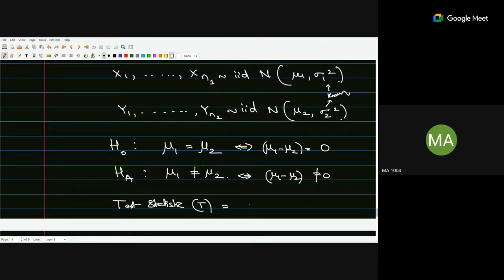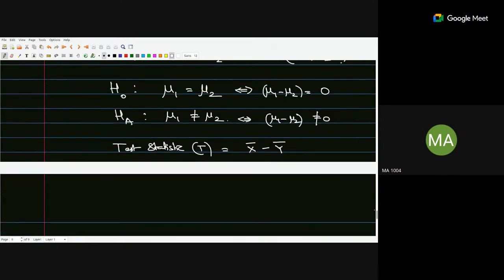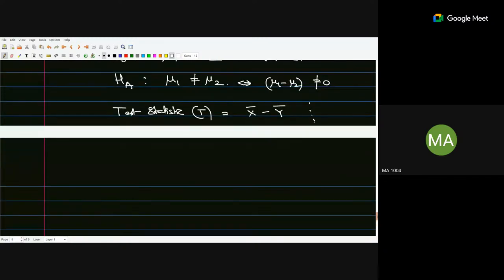So the best test statistic I can take is x bar minus y bar, because the expectation of x bar minus y bar leads to mu 1 minus mu 2. The expectation of x bar is mu 1 and the expectation of y bar is mu 2, so it will be mu 1 minus mu 2. So taking a test statistic like this makes sense. Some people might write y bar minus x bar. It doesn't make much difference; you can take it whichever way you want.